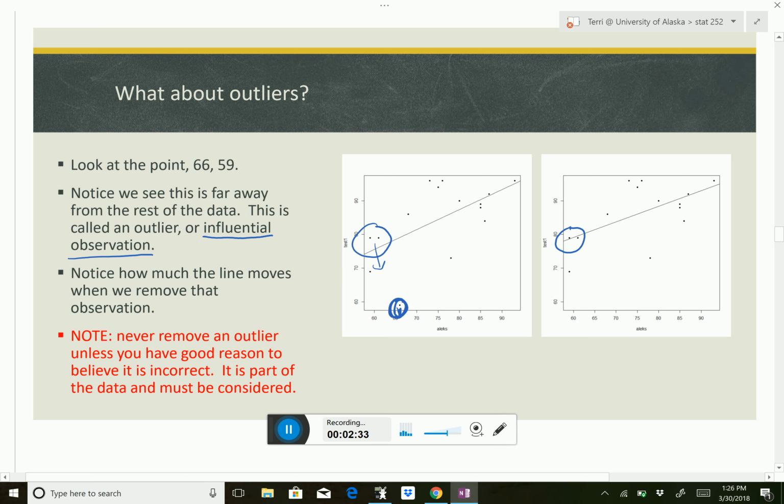And you can see how much the line moves. It doesn't look as marked over on this side. It looks almost the same over here. So it looks like it actually increases the slope just a bit.